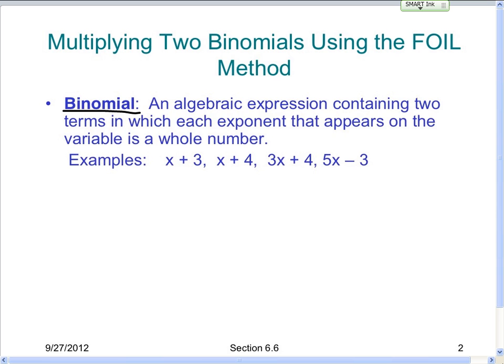A binomial is an algebraic expression containing two terms in which each exponent that appears on the variable is a whole number. This would be an example of a binomial. Notice you have this term x and this term, which is positive 3. Other examples of binomials, you have 5x and a negative 3, which has two terms. Remember, a binomial has two terms.